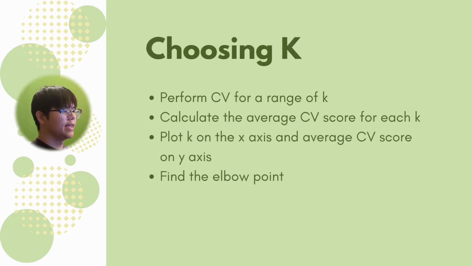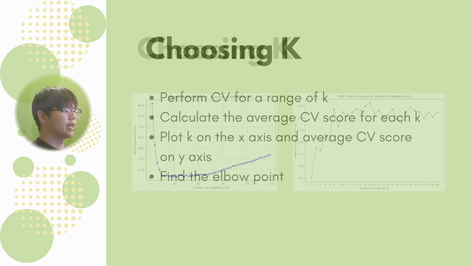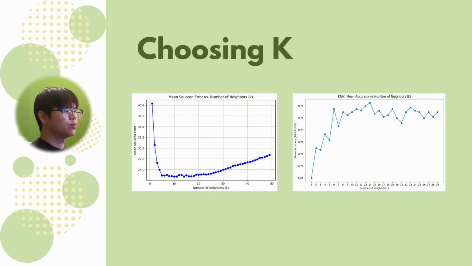Choosing the ideal k is also another issue to consider. In order to find the best k value, we want to choose a range of k values and calculate the average cross-validation score. Then we would plot k on the x-axis and the average cross-validation score on the y-axis. There will be an elbow point on the plot, and that contains the ideal k. On the left, we have a plot of k versus mean squared error, and we can see the elbow point is at 5. On the right, we have a plot of k versus mean accuracy, and the elbow point is 6.